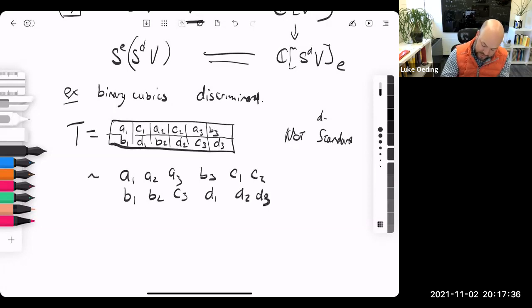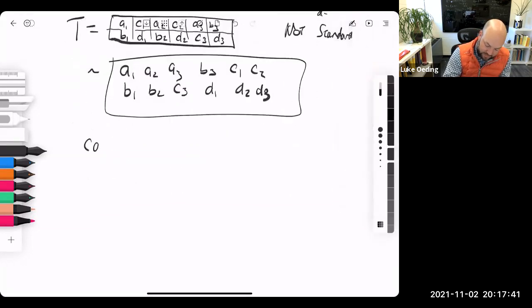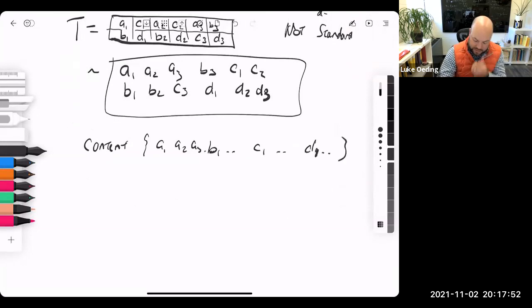Okay, so this tableau has content A1, A2, A3, dot, dot, dot, B1, dot, dot, dot, C1, dot, dot, dot, D1, dot, dot, dot. Okay, so I have content as before. I just had content A, B, C, D, or 0, 1, 2, 3, 4. Now I have content with extra letters. And if I use different letters, I can save one subscript, which makes it a little bit easier to write things.